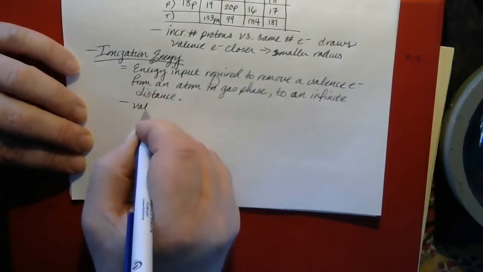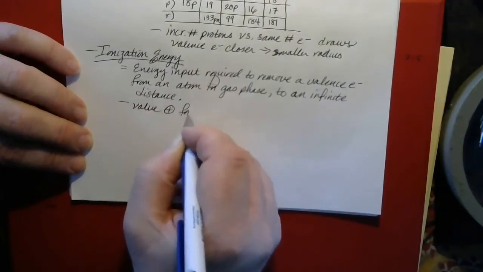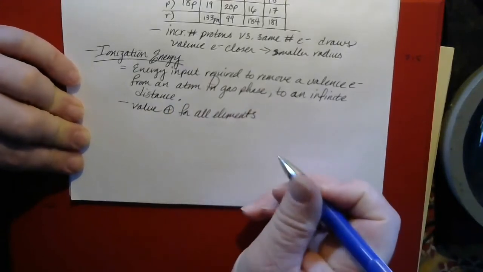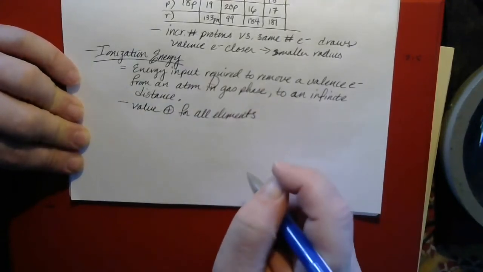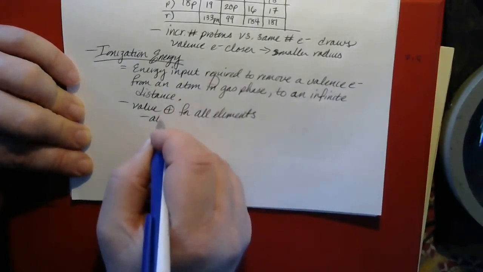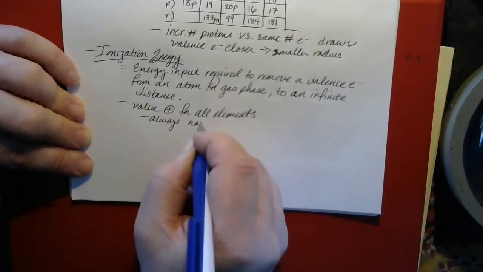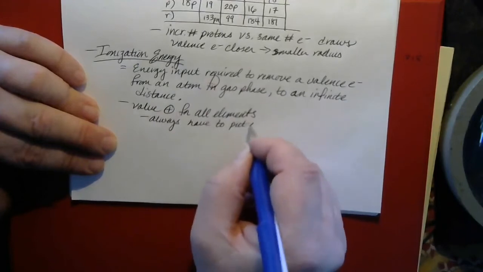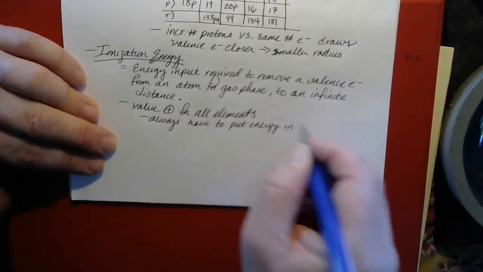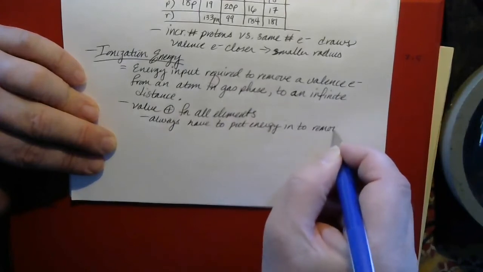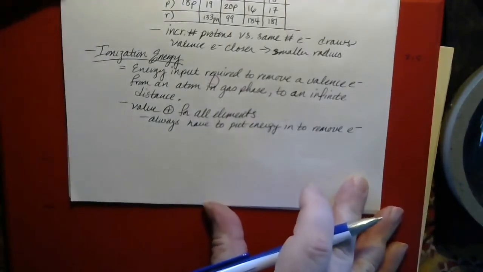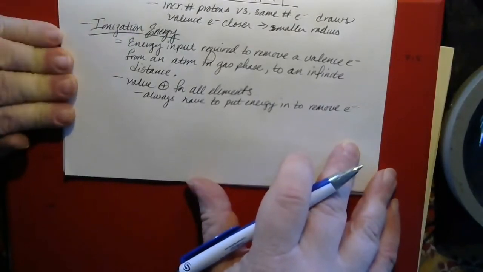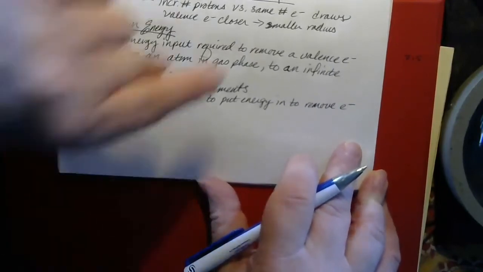This value is positive for all elements. So that means that you always have to put energy in to get an electron away from an atom. No matter what element it is, even if you go for something like cesium, which gives up electrons relatively easily compared to other elements, you still have to put some energy in.